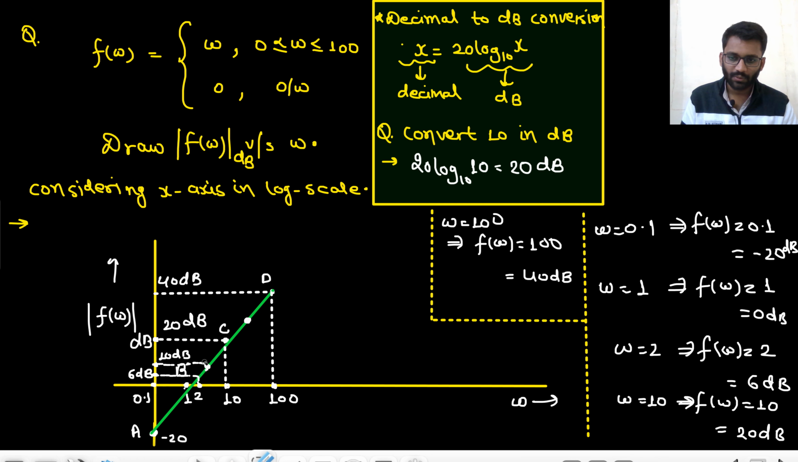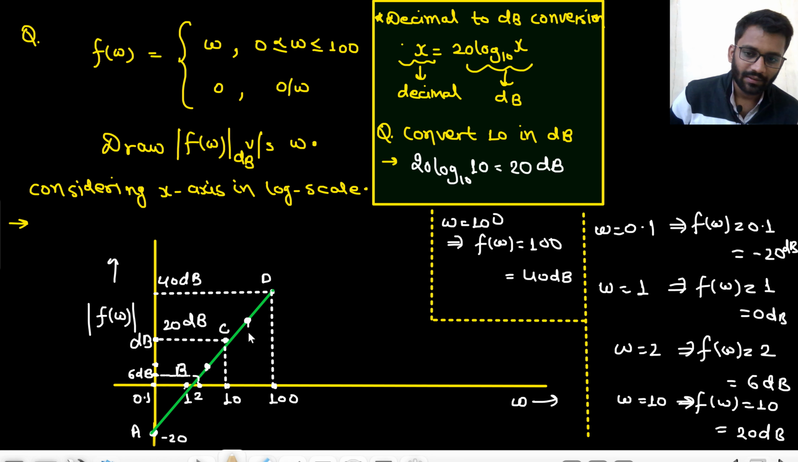So this is not looking good. Instead, I will show the middle point, which is 30 dB. So instead, I will show the point here. This is 30 dB. And this point is certainly not 55, for sure.